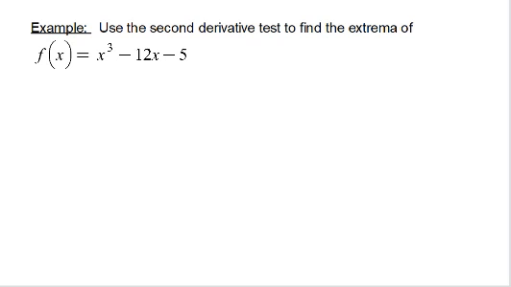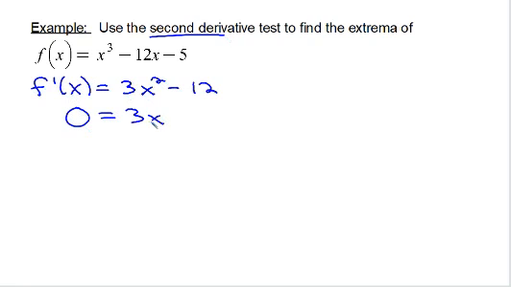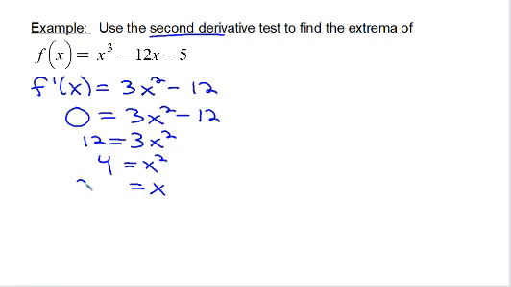Let's take a look at this problem and work through using the second derivative test. If we take the derivative of this, f prime of x equals 3x squared minus 12. To find a critical point, we set it equal to 0. 3x squared equals 12, x squared equals 4, and we get 2 and negative 2. Those are our critical points.